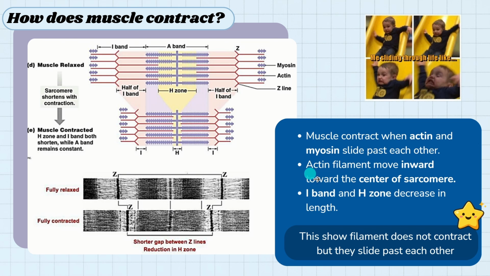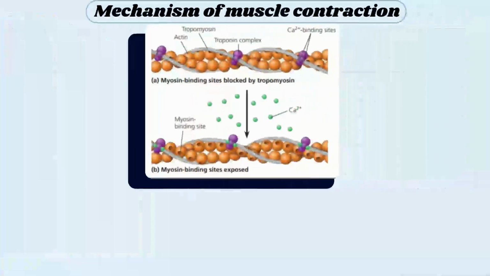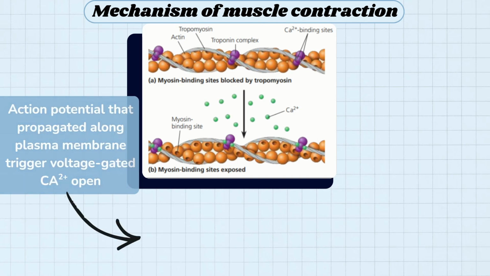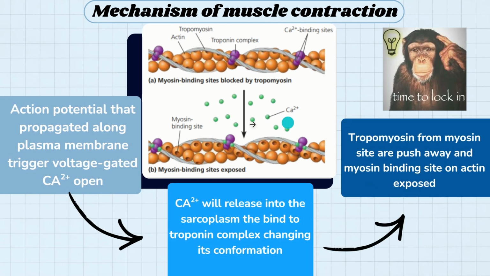How? We see the actin filament move inwards toward the center of the sarcomere. The sarcomere is the repeating unit of the myofibril of the muscle. And when the muscle contracts, the I-band and H zone decrease in length, which in short means it becomes shorter. Here, the mechanism of muscle contraction.